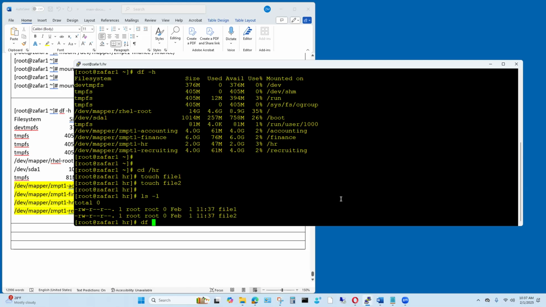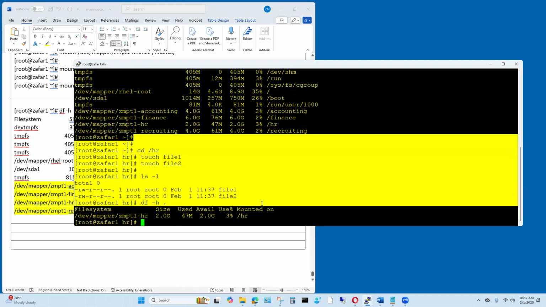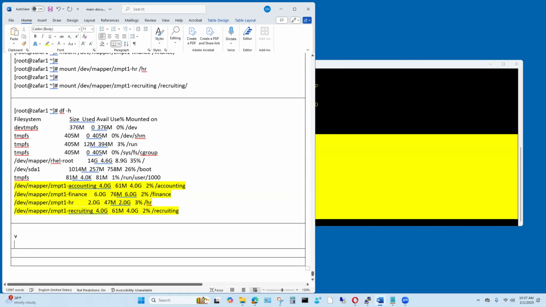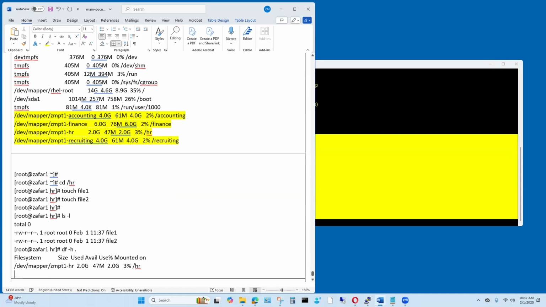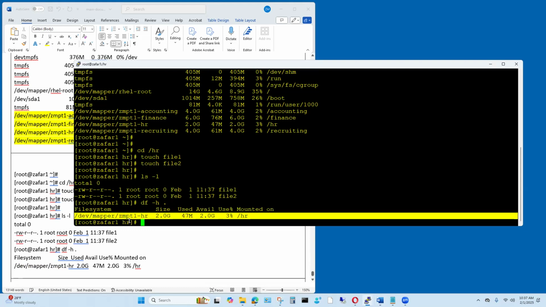How do you know what disk you are in? You do df -h and type a period there. It will tell you the file system you are in now. Do you notice the file system you are in? So if you type df -h and a period, it will tell you the directory is sitting on here. The directory is not sitting on root.